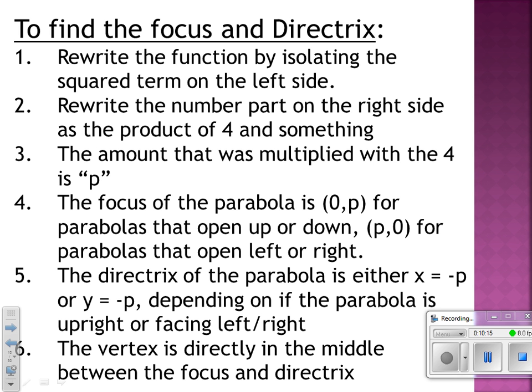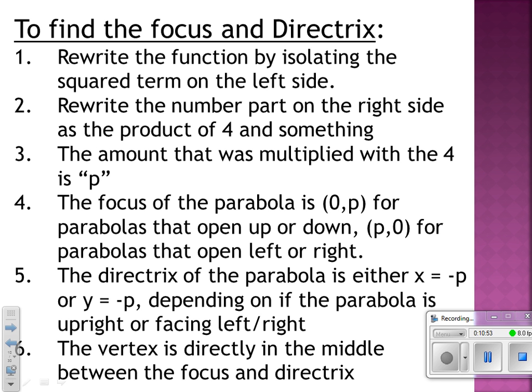Okay, so the number part has to be 4 times something. Number 3, the amount that was multiplied with the 4 is p. Some of that will become very much more obvious as we do an example together. The focus of the parabola is (0, p) if they open up or down, (p, 0) if it's a parabola that opens left or right. Again, that's going to be based on whether you had an x squared or a y squared equation. The directrix of the parabola is either x equals negative p or y equals negative p, again depending on if it was left, right, or up, down.